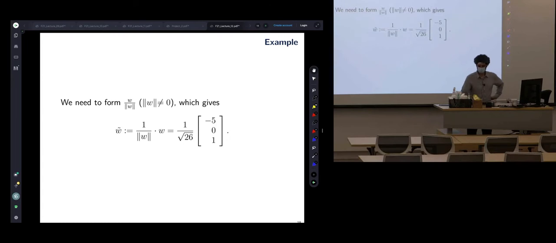So the norm of W is square root of 26, whatever number it might be. Divide each entry by the norm. Then you can verify in Julia that if you take the norm of this new vector, W tilde, it is normalized. So to normalize a vector, we divide by the norm of the same vector. Then it will be a unit vector.